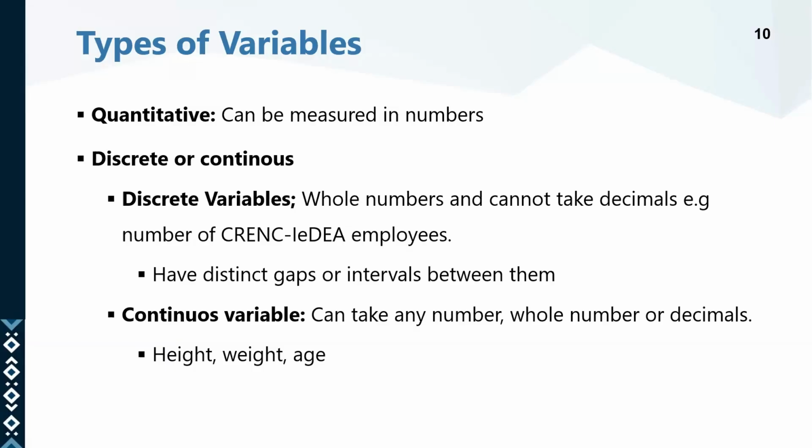And the second type is a continuous variable that can take any number, whole number or decimals. So still talking about the participants of this call, we can also say, okay, the height of different participants of this call, we might have different values, 1.68, 1.7. So we take different possibilities, and hence this is said to be a continuous variable.